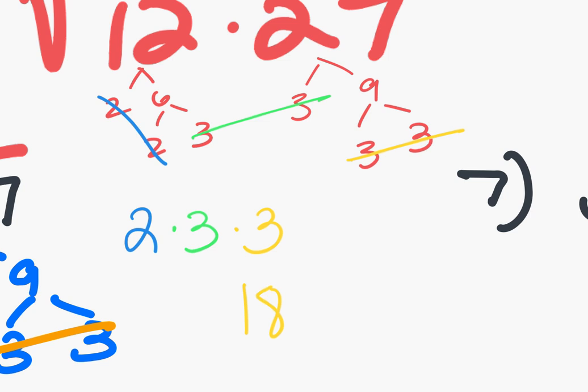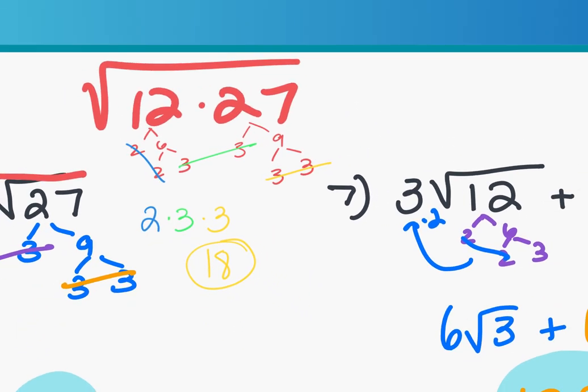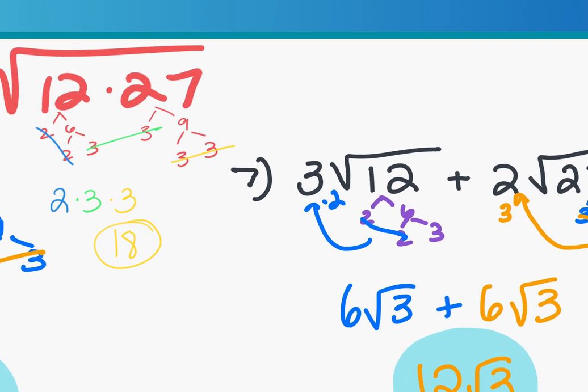And then if there was another number left underneath the root, that would stay under the root. But there's not, which means this simplifies. Which means if I multiplied out 12 times 27 and actually square rooted it, I'd get 18. But you don't want to do that, okay? It's a big number. All right, then I go to 7.